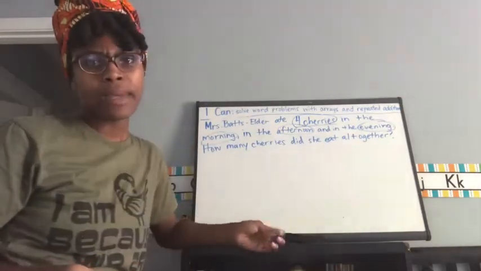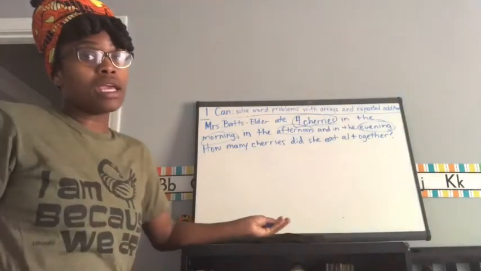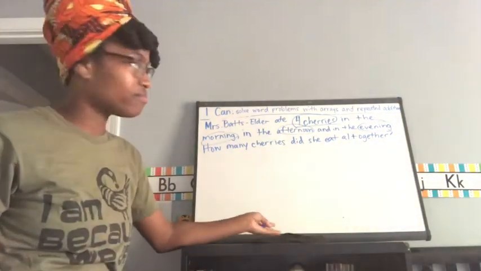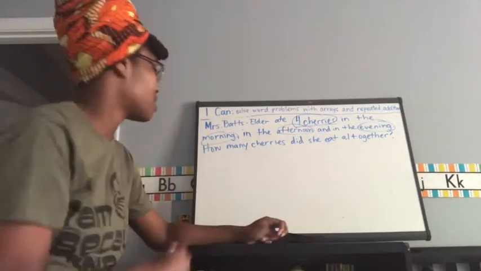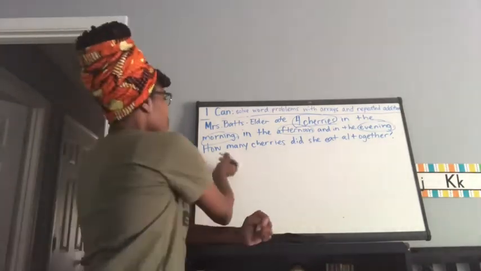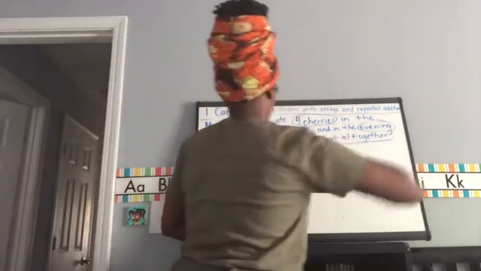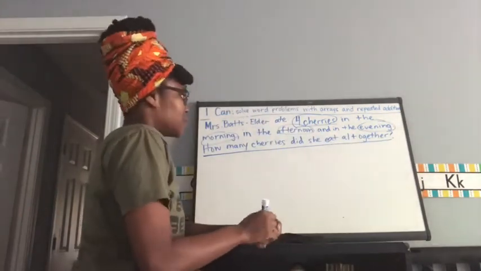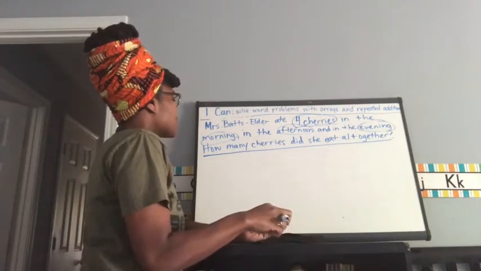So, how many times did she eat 4 cherries? How many equal groups are there? 3, morning, afternoon, evening. Got it. What do we want to know? How many cherries did she eat altogether?